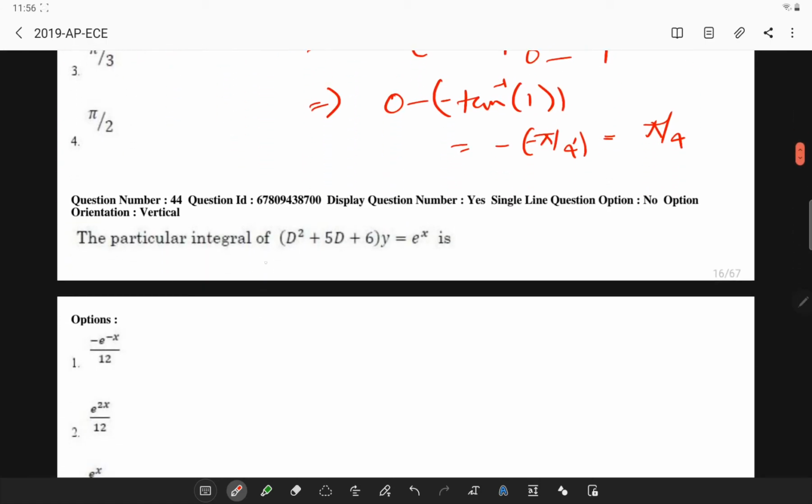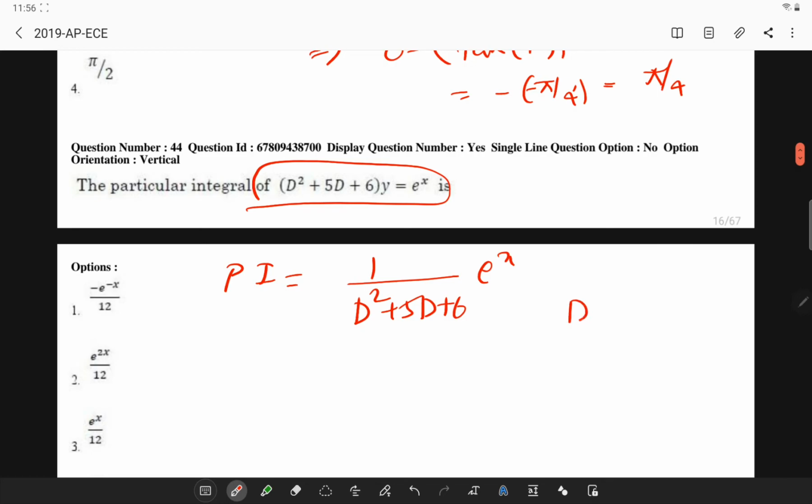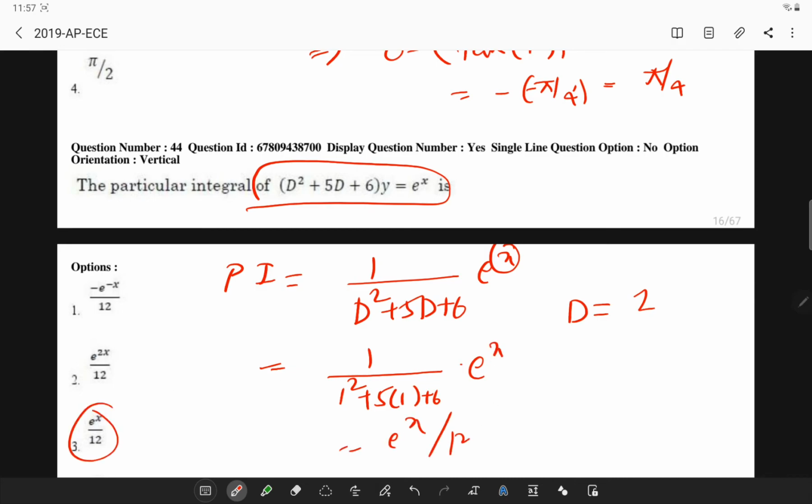So the next question is a direct question. So the particular integral will be 1 by d square plus 5d plus 6 of e power x. So I can directly substitute d is equal to 1, which is the e power x coefficient. So it will be 1 by 1 square plus 5 into 1 plus 6 into e power x. This will be e power x by 12.